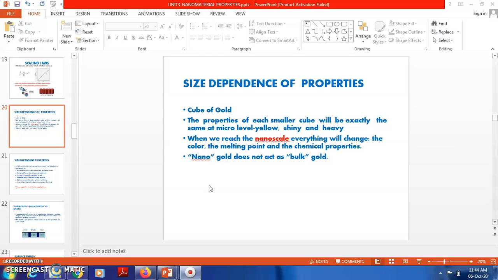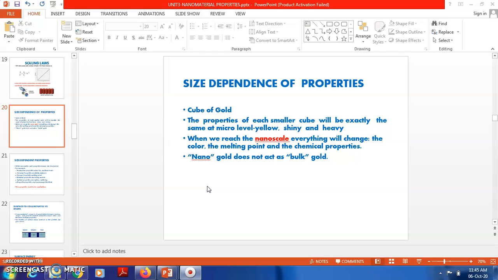I am going to consider a micro level size of the gold. Here the size of the gold is considered at the micro level, and at the same height is a smaller cube. So it will be exactly the same, the same size for the entire cube. It will give the following properties: it will be yellow in color, shiny and heavy.